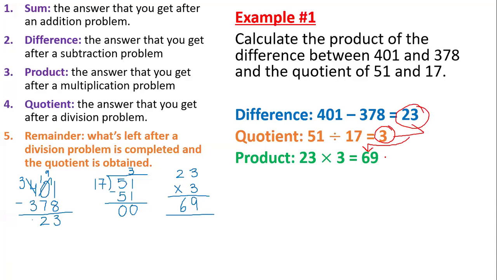Would it be multiplication for every problem like that, or would it change? Well, you have to read the question. The question says exactly what you're supposed to do. It says calculate the product. Product means what? Multiplication. So calculate the product of the difference between 401 and 378 and the quotient of 51 and 17. Once you found the difference, that's the first thing you do. Then you find the quotient. The second thing that you do, and then you find the product, which is the multiplication of your two answers.